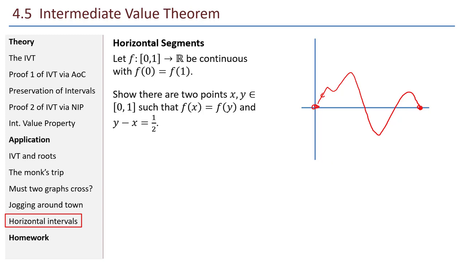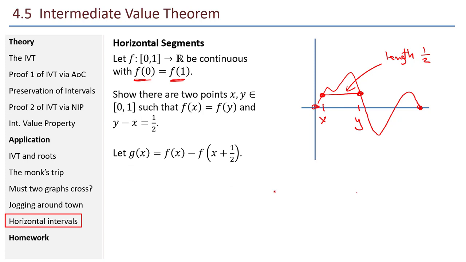So maybe, as I look at this, something like that works, where I have x and y, and the horizontal distance between x and y is 1/2. So y minus x is 1/2, f of x equals f of y. How can we find this? If you think you can work it out, pause the video for a second and give it a try, and when you're ready, unpause and I will explain. Here we go.